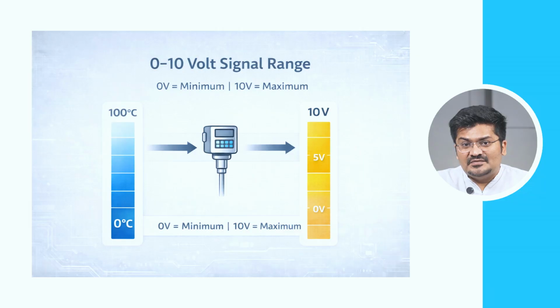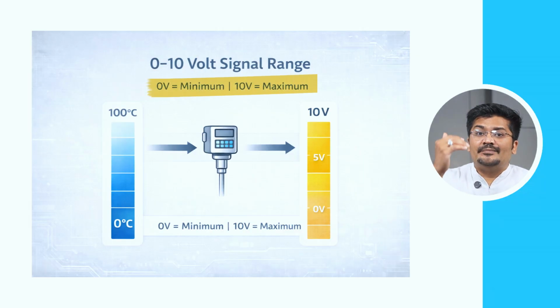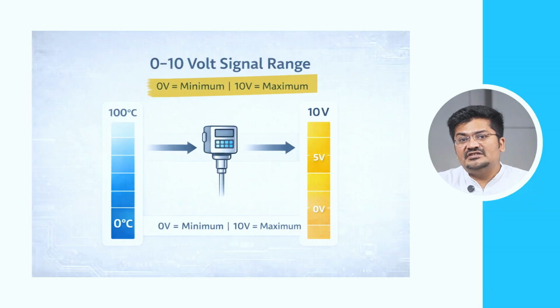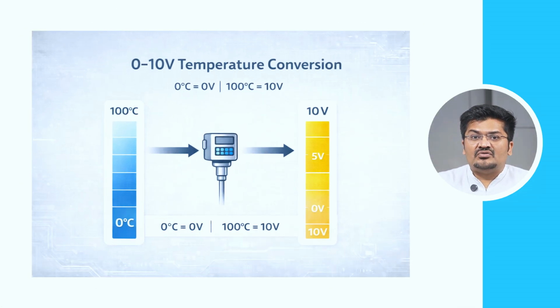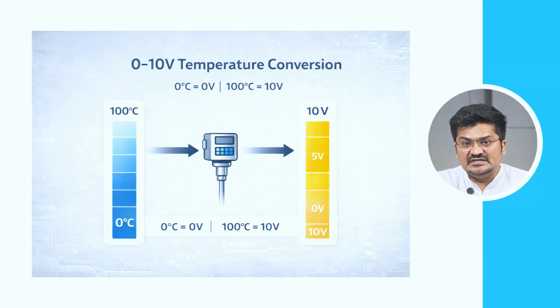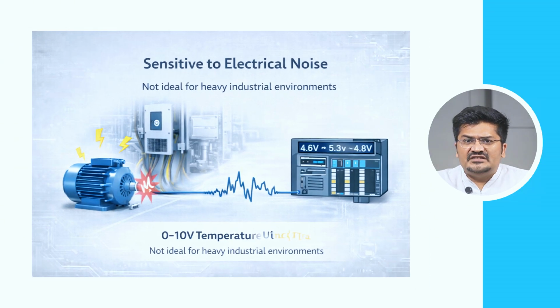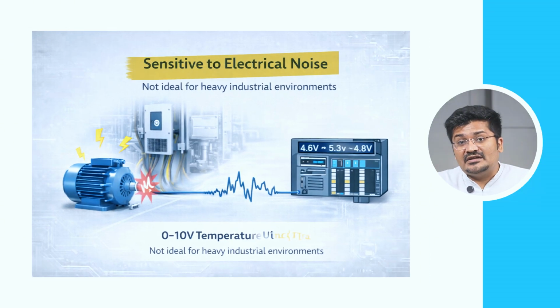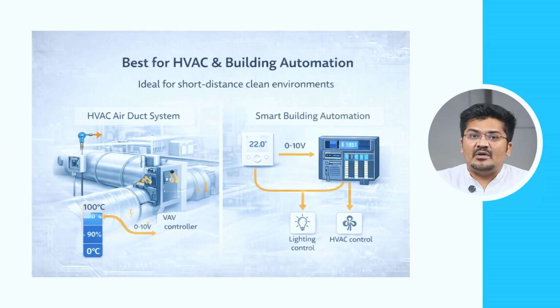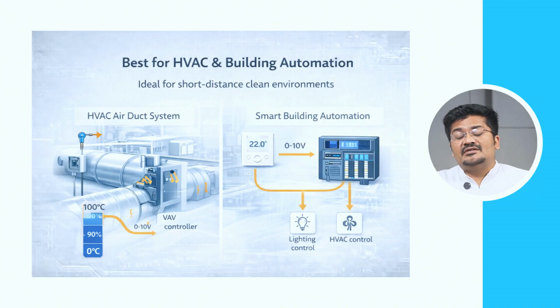Now, another analog signal is 0 to 10 volts. In this system, 0 volt is equal to the minimum value and 10 volt is equal to the maximum value. Let's take one example. If the temperature range is 0 to 100 degrees Celsius, then 0 volt becomes 0 degrees Celsius and 10 volt becomes 100 degrees Celsius. But voltage signals are more sensitive to electrical noise. So they are less commonly used in heavy industrial environments. They are more common in HVAC systems and building automation.